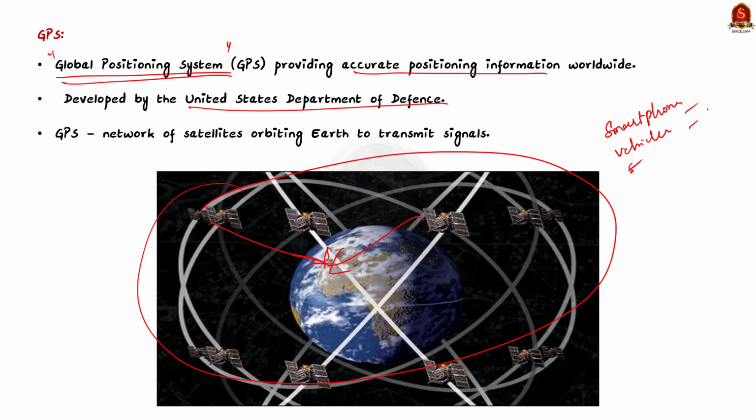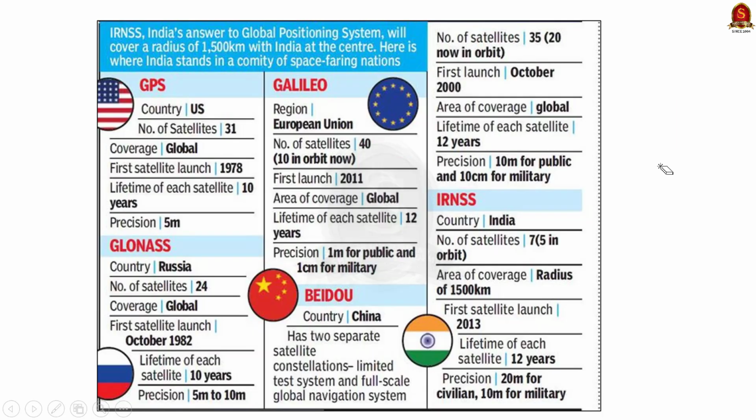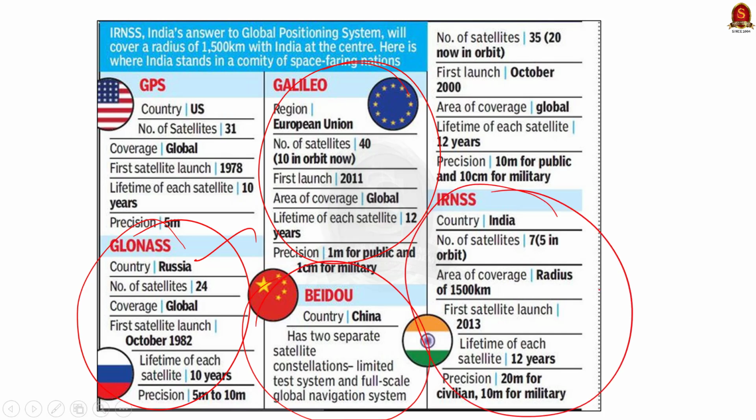Several countries operate their own global navigation satellite system, that is GNSS, alongside the GPS. For example, Russia has GLONASS, that is Global Navigation Satellite System. Similarly, the European Union has Galileo, China has the Beidou Navigation Satellite System, and India has NAVIC, that is Navigation with Indian Constellation. So these systems provide positioning and timing services globally or regionally.